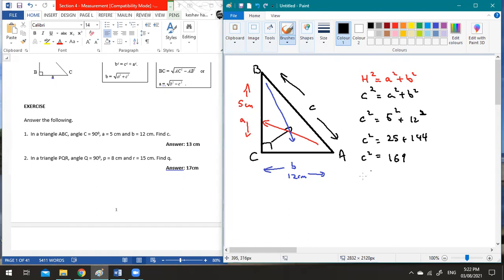So C squared is equal to 169. And again, you want to get C, so you square root both sides. The square root of C squared is C. The square root of 169 is 13. And we have to put the units. You must put the units, so centimeters.